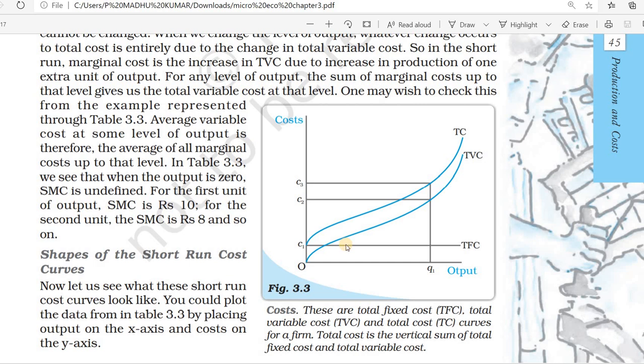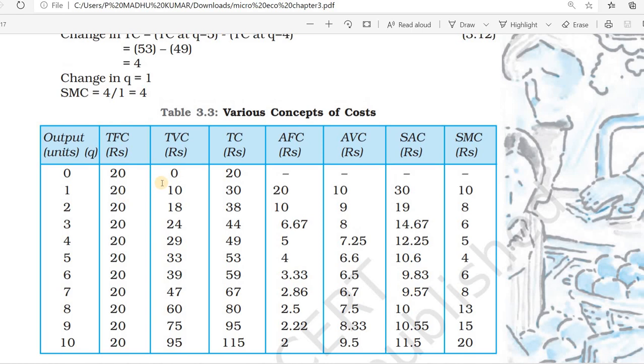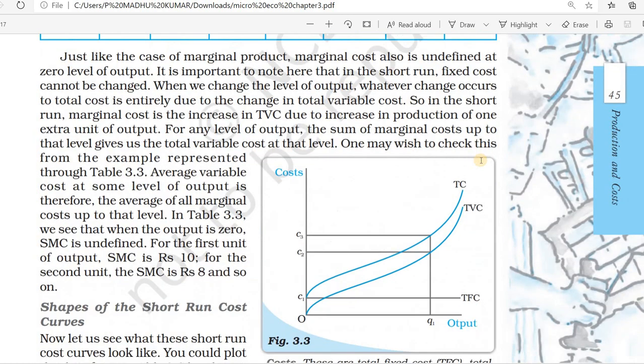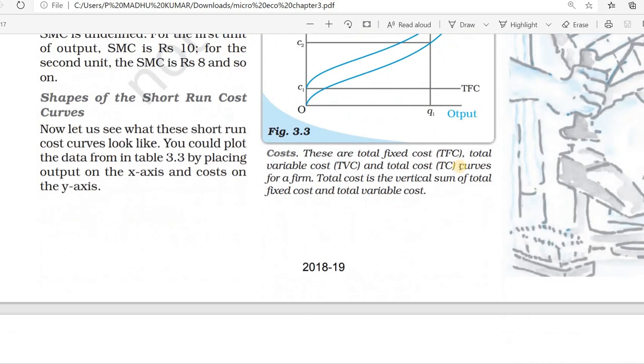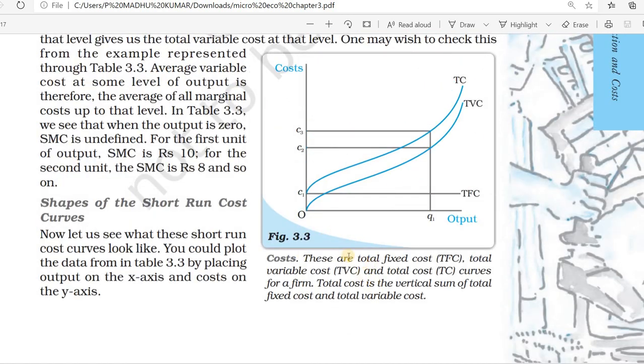In this class we will study the shapes of the short run cost curves. Last class we studied total variable cost, total cost, average fixed cost, and all these costs. Now we will study the shapes of the cost curves. Here you can see the total fixed cost. This is the total fixed cost. We can see a straight line.